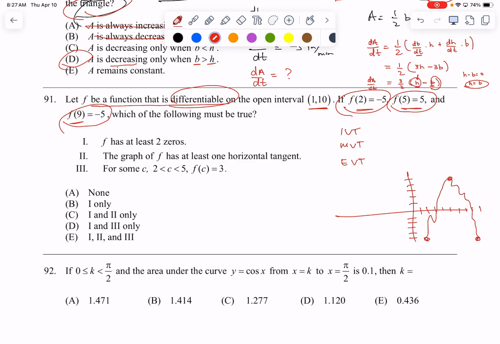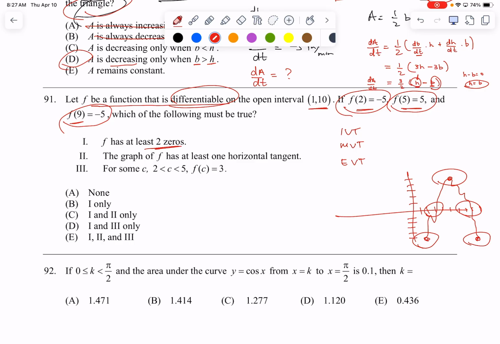But I can't skip values, right? Because it's differentiable, and differentiable automatically means what? Continuous. So does it have at least 2 zeros? Yeah, because if you start at -5, go above 0, and then go below 0 again, you're going to have to cross the x-axis how many times? So it has to have at least 2 zeros.